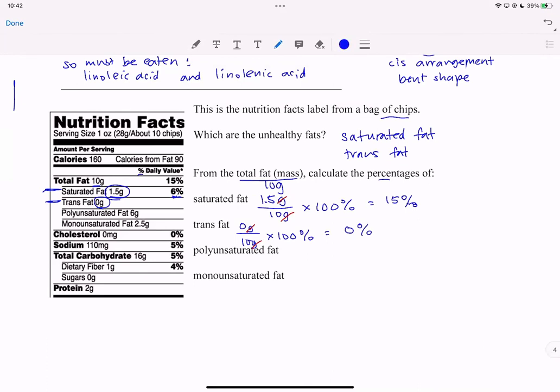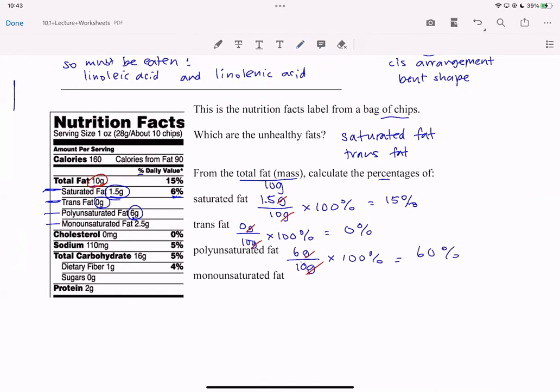There's also some polyunsaturated fat and monounsaturated fat in there. The polyunsaturated fat has 6 grams, so this is going to be 6 grams divided by the same total. Remember, I'm using the same number every time, which is this 10 grams, times 100%. The grams and grams will cancel out, and the unit you're left with will be percent. So you have 60% polyunsaturated fats in the total. That's not bad. It's not all unhealthy fats.